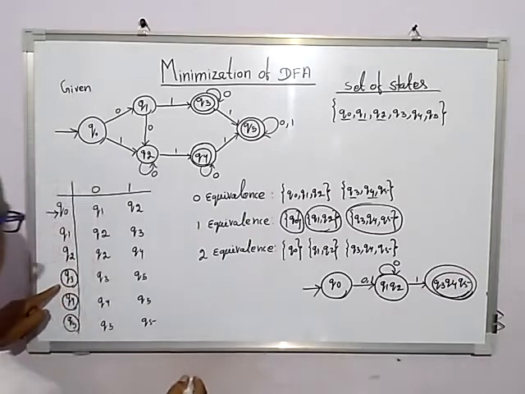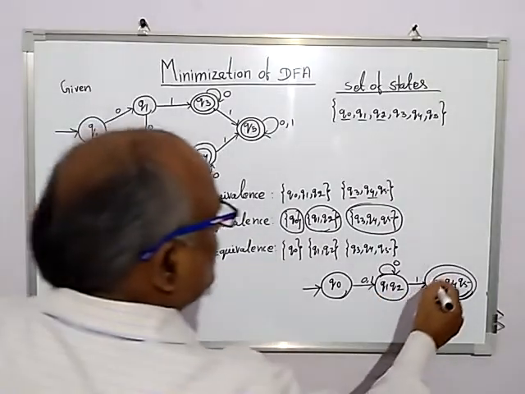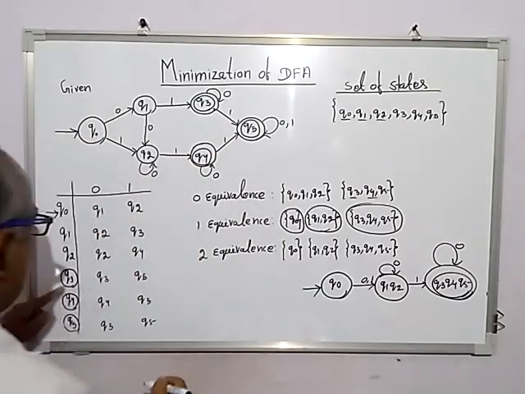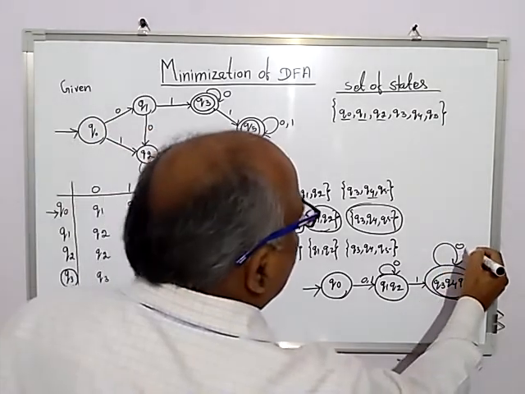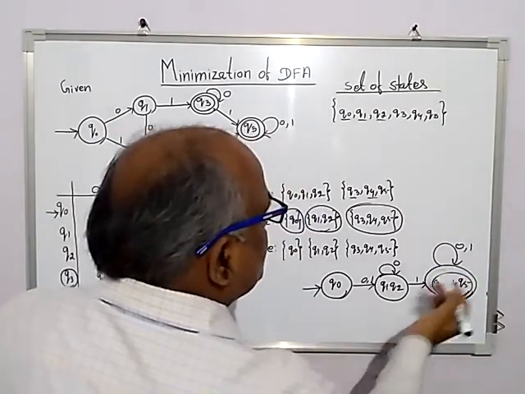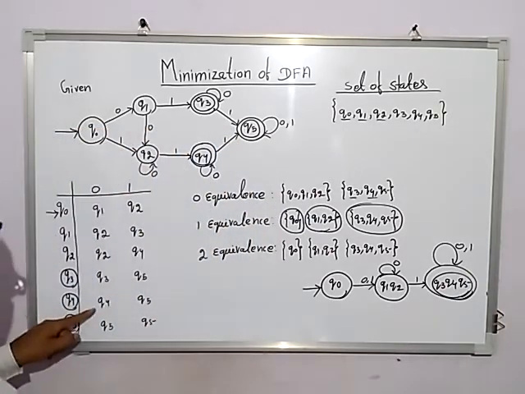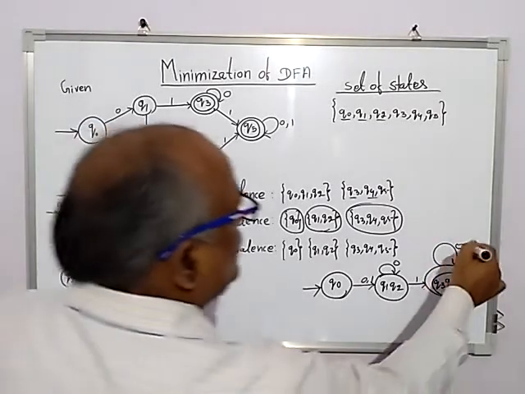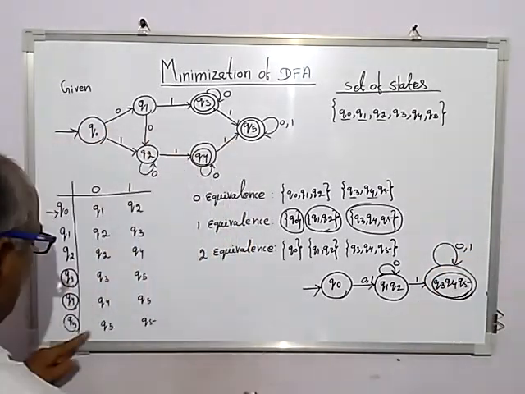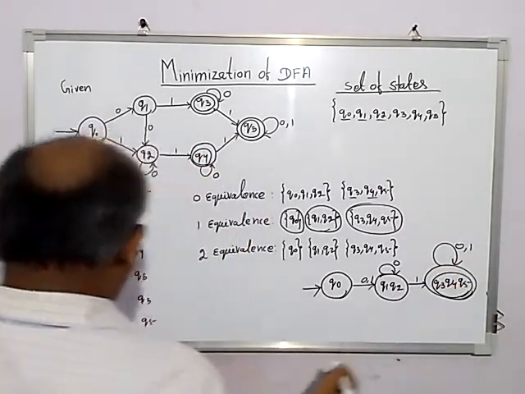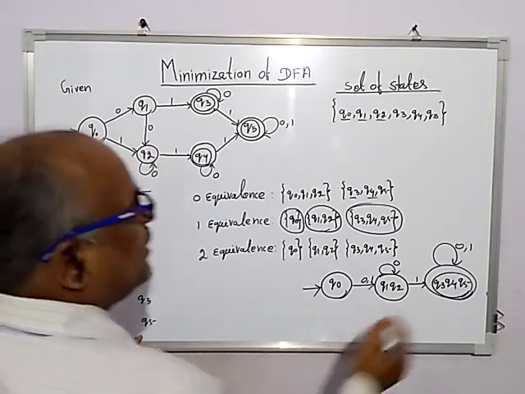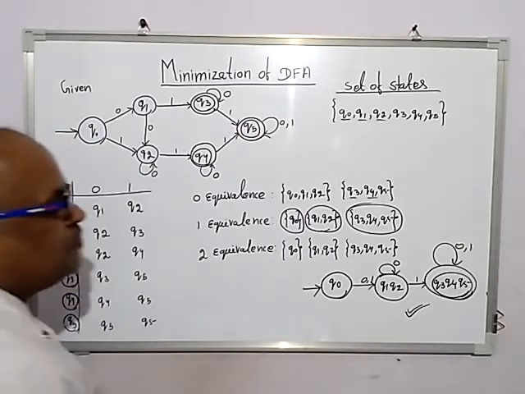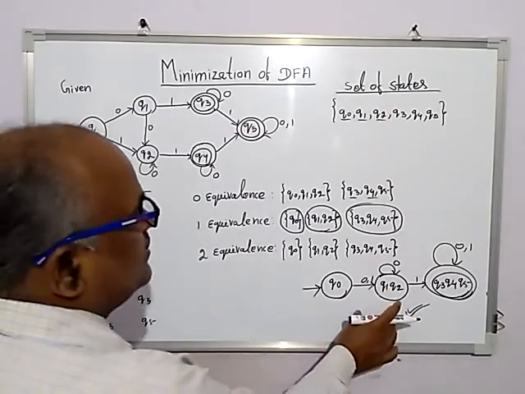It is over. Q3 for 0 input, it will go to Q3. That means this one. Q3 for 1 input, it will go to Q5. That means here is Q5. Q4 for 0 input, Q4. Q4 for 1 input, Q5. This is over. Q5 for 0 input, Q5. Q5 for 1 input, Q5. So this is the minimized DFA, which contains only 3 states.